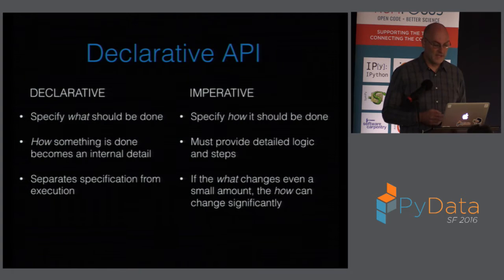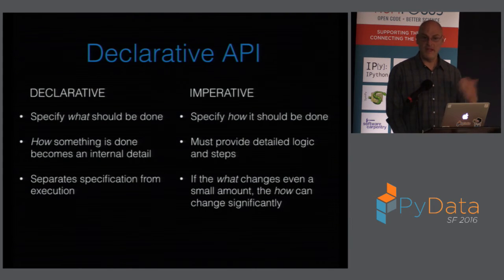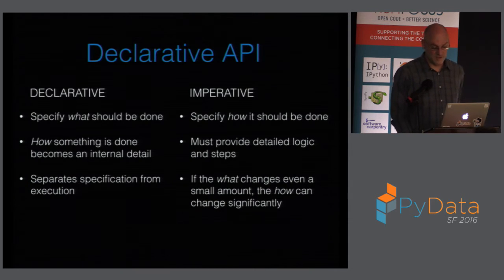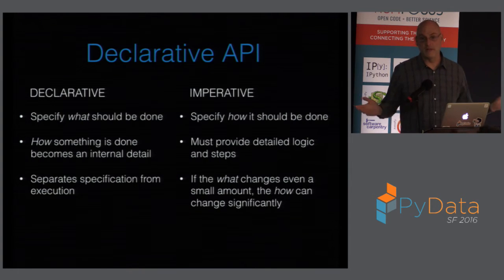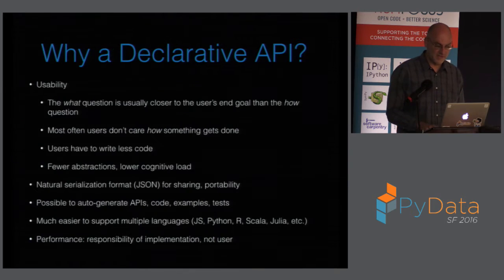Declarative versus an imperative API. The first specifies what should be done. Imperative specifies how it should be done. Declarative, you have the how is an internal detail that the user never really worries about. All they say is get this done, and I don't care how it gets done. In an imperative approach, you have to provide detailed logic for all of the individual steps along the way. Declarative separates specification from execution, whereas imperative, there's sort of a sensitive dependence on initial conditions with imperative APIs that if the what changes, the steps may change completely. And that's really difficult and painful from the user perspective.